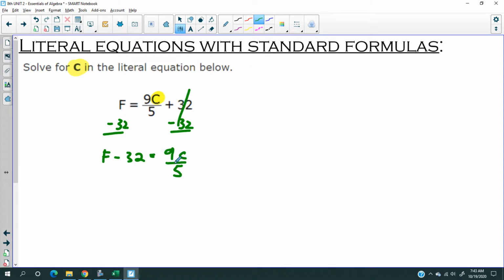Here I got the division by 5, so I gotta take care of that first. Don't divide it by 9 yet, because this bar covers 9 and c, so that means you gotta take care of the 5 first. So I'm gonna multiply both sides by 5. Now watch this, right? You see that? I gotta use the parentheses because the 5 is multiplying this whole expression.